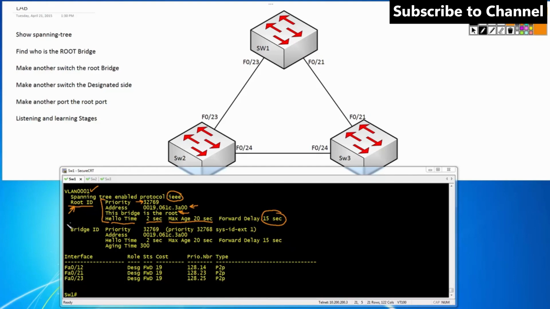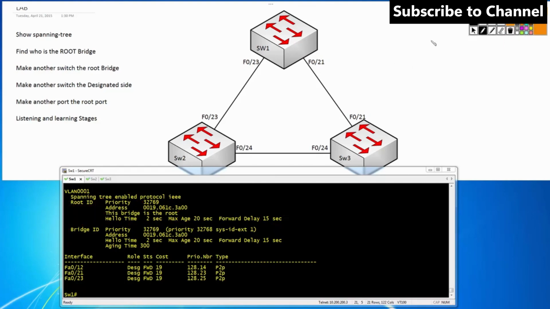Now, below here, this bridge ID is the ID of who you are. So if this is the root bridge ID and this is the bridge ID and your information is the same, what does that tell you? Well, you're sitting on the root bridge. Now you can look at it that way, or you could just look at the fact that this says this bridge is the root.